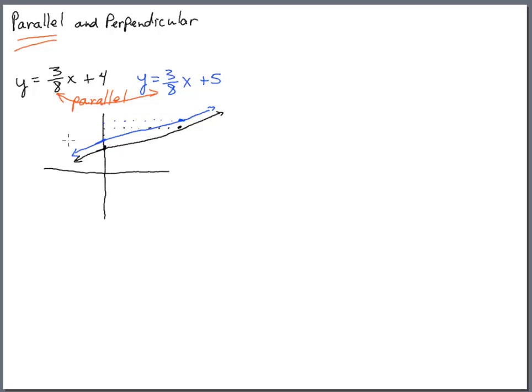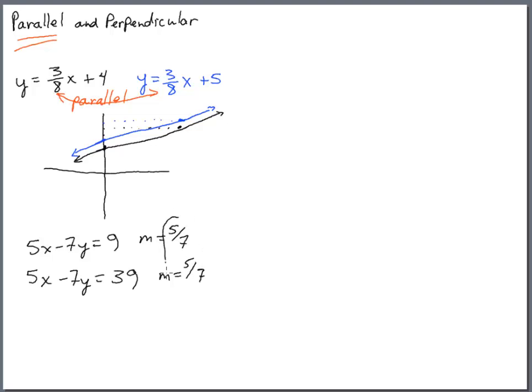Now we could look at a couple more here. If I have 5x minus 7y equals 9, and 5x minus 7y equals 39, these two lines are going to be parallel. They'll never cross because this one has a slope of 5/7, which establishes its steepness, the direction it's headed. And this guy is also going to have a slope of 5/7, so these two lines are parallel.